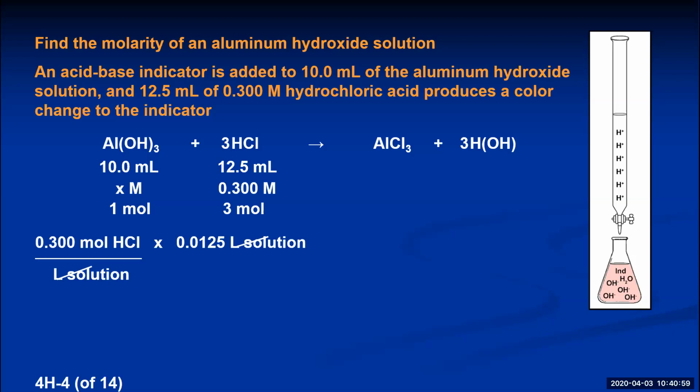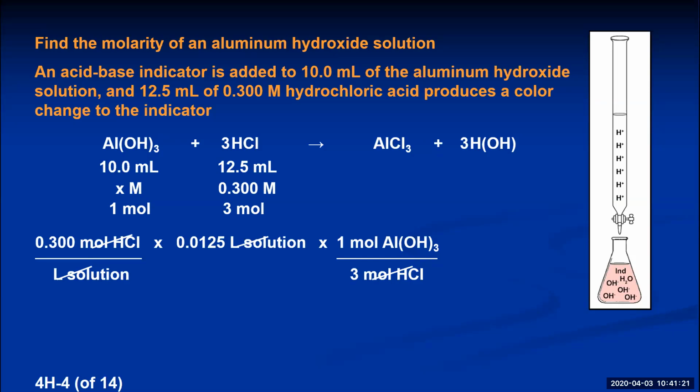Once you've done that, the second step is always convert from moles of that substance to moles of the one you want, which is in this case the aluminum hydroxide. So I'm going to multiply by the mole ratio in the balanced equation with the HCl on the bottom, the aluminum hydroxide on the top, and this will tell me how many moles of aluminum hydroxide must have been in that solution in the flask.